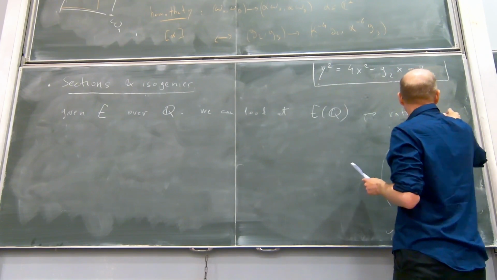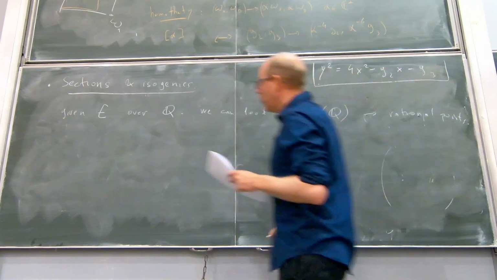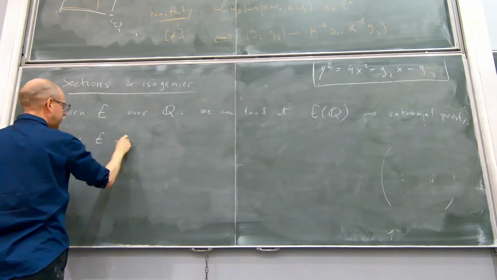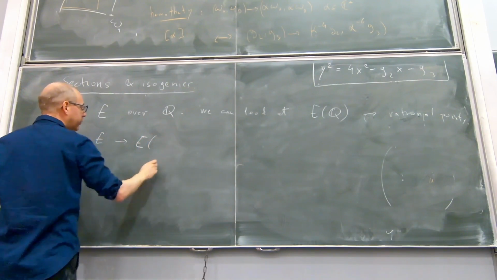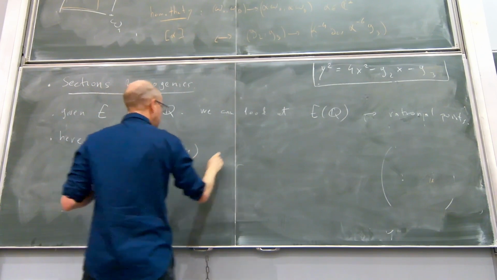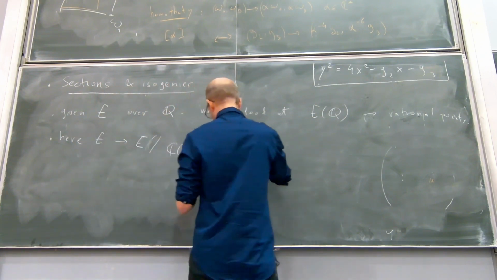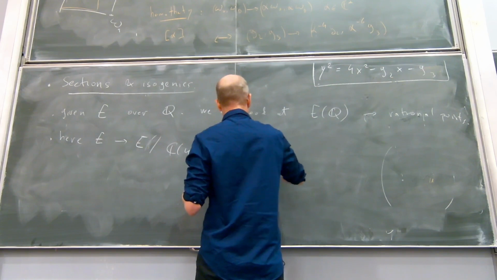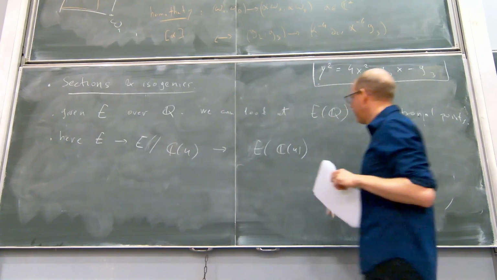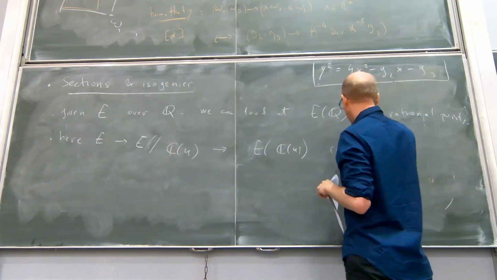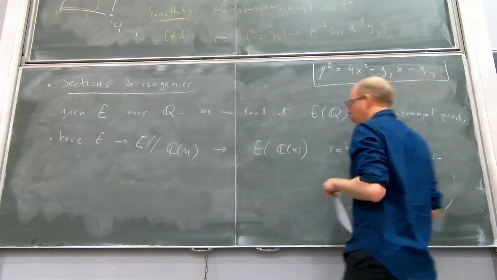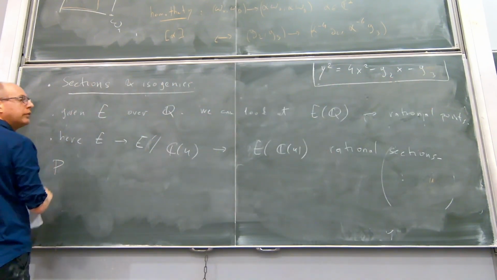And here I don't want to consider E over Q, but I'm considering E over the field of functions on P1. So we will consider then the set, let me write it like this, of rational sections that we will call P.